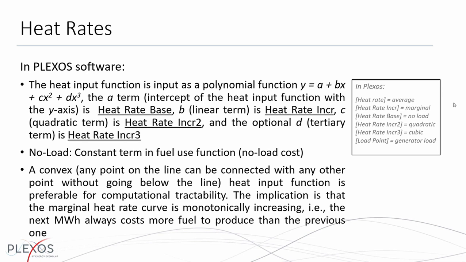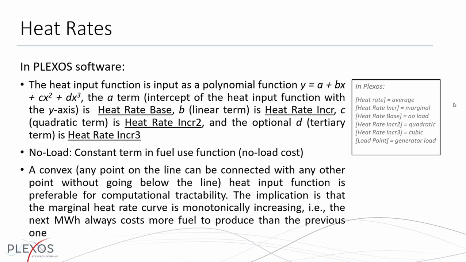It's preferable to have a convex heat rate. The definition of a convex curve is that any point on the line can be connected to another point without going underneath or below the line. The implication is that the marginal heat rate curve is monotonically increasing, so the next megawatt hour always costs more fuel to produce than the previous one.